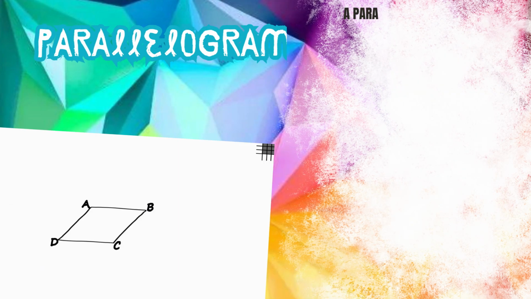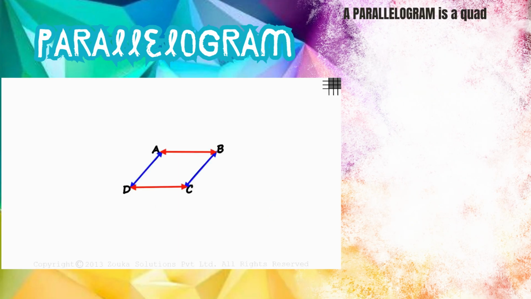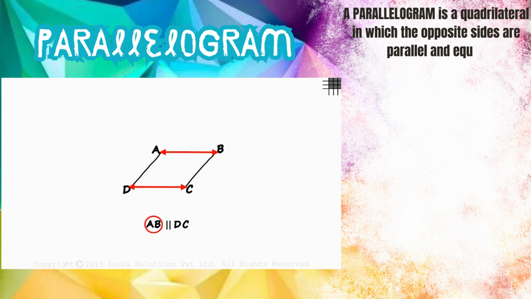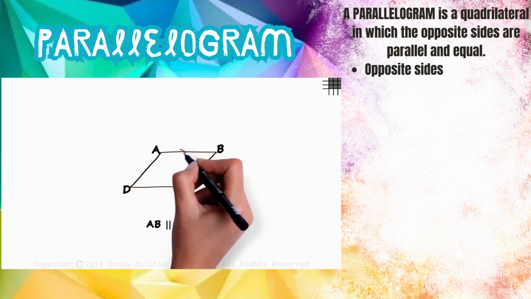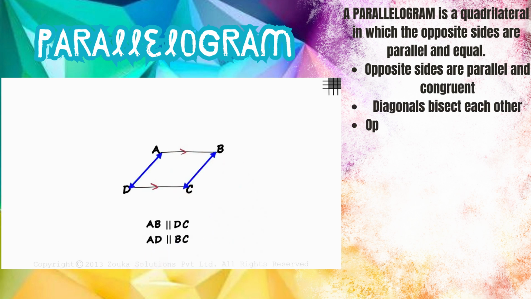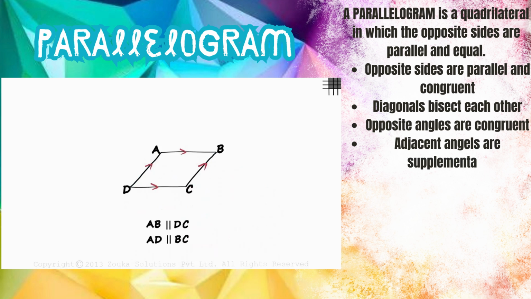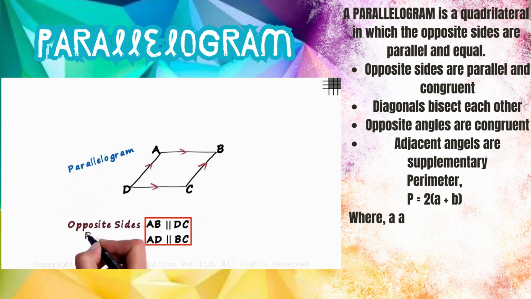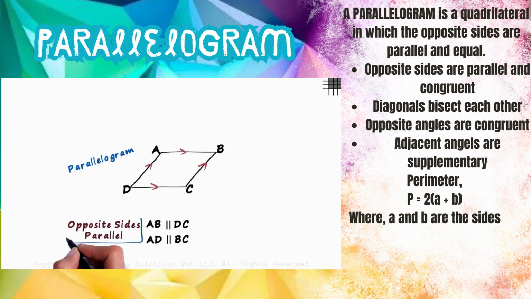In this quadrilateral, both pairs of opposite sides are parallel. The first pair of opposite sides is AB and DC. We can see that AB is parallel to DC. We use two arrows in the same direction to show that the sides are parallel. The second pair of opposite sides is AD and BC. We can also see that AD is parallel to BC. So we draw arrows like this. Such quadrilaterals are called parallelograms. Both pairs of opposite sides are parallel. This was the basic property of a parallelogram.